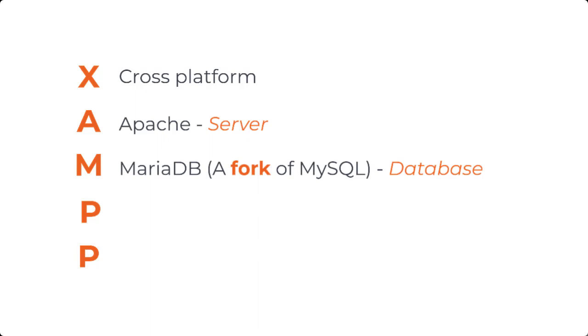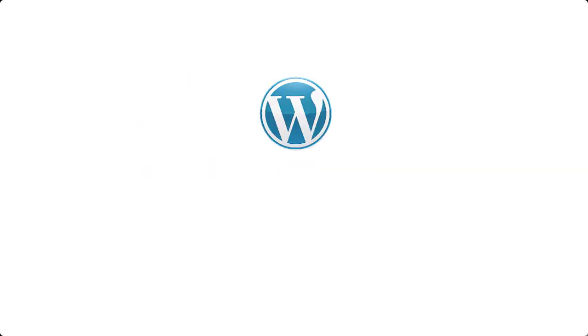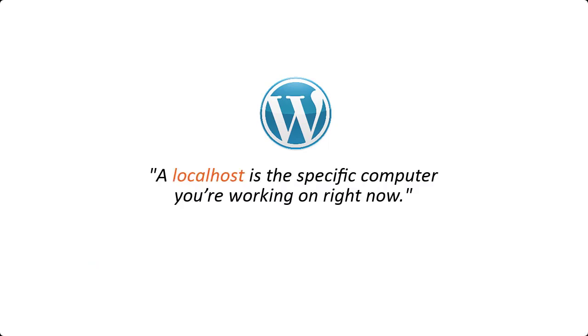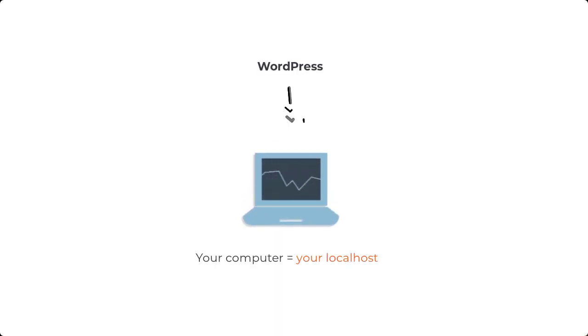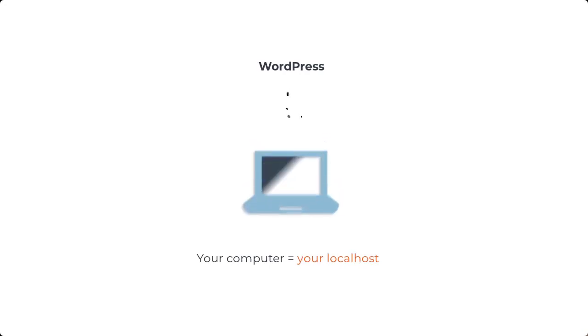In full, XAMPP stands for: the X stands for cross-platform, Apache, MySQL, PHP, and Perl. According to WordPress, in the context of a network, a local host is the specific computer you're working on right now. So if you're in an office right now, the computer you're using is your local host. If you're working from home, your computer at home is your local host. If you have a favorite computer at a cyber cafe, that computer can be your local host as well. You can have XAMPP on any of these machines and install WordPress there and start building websites from there.